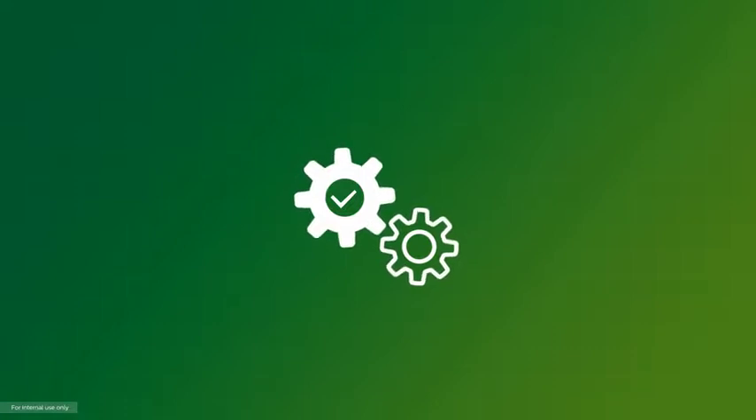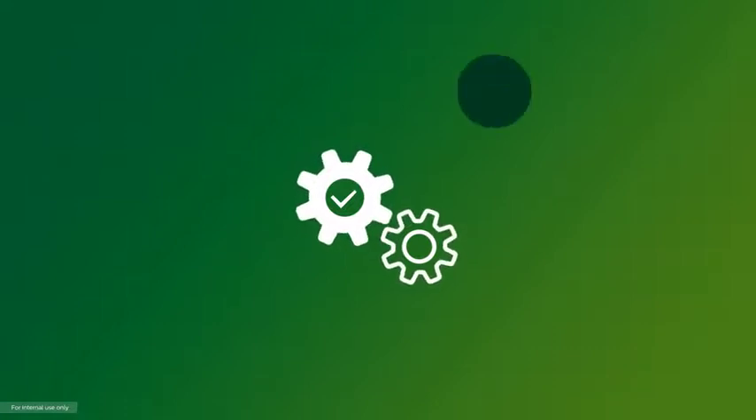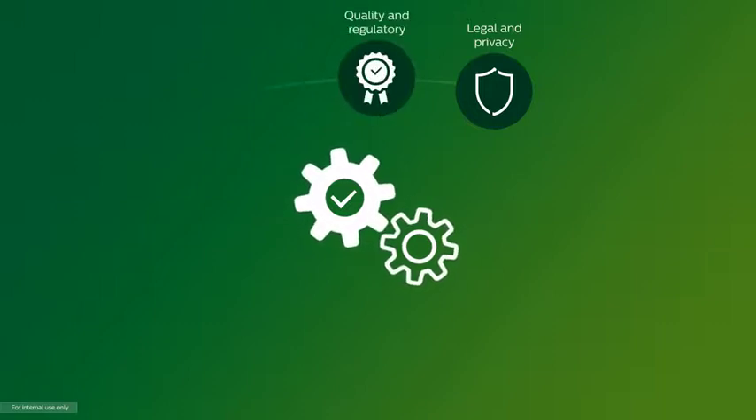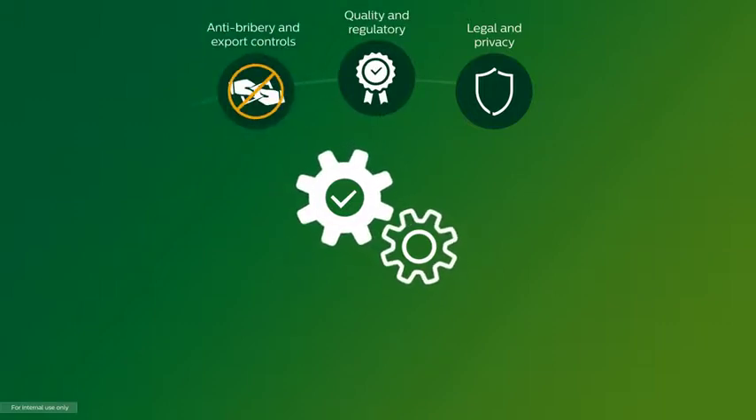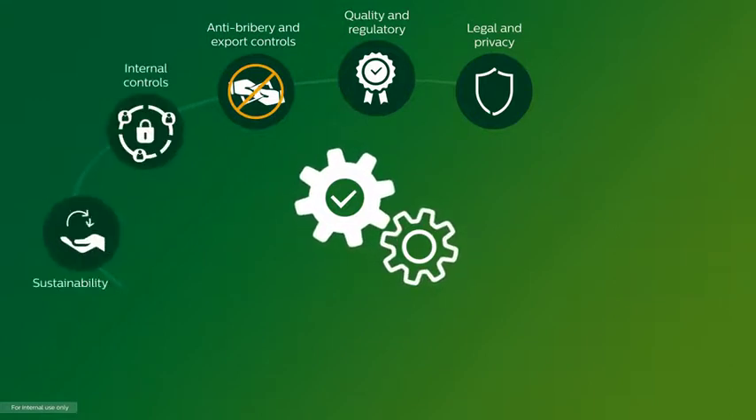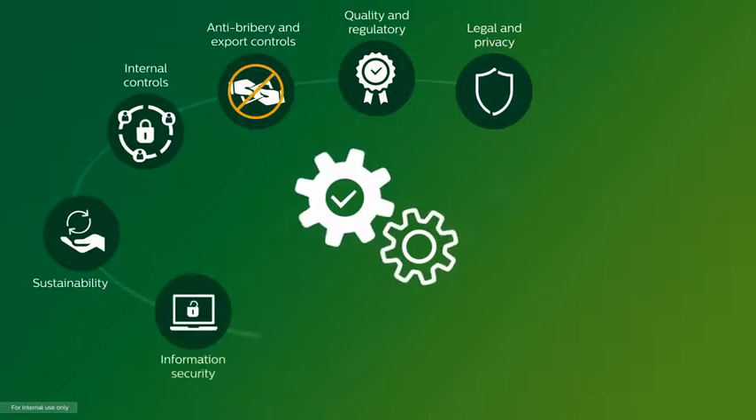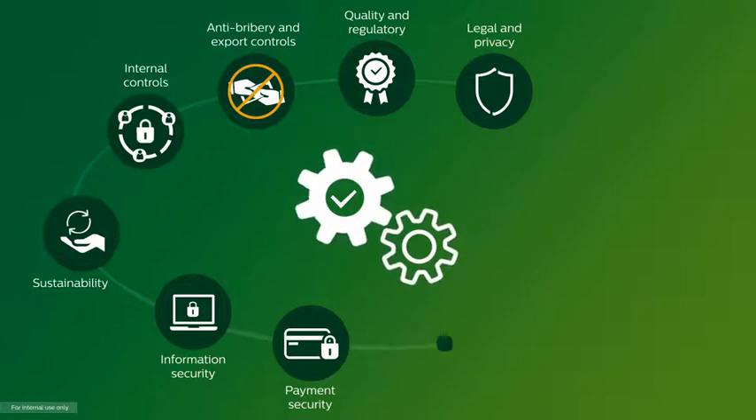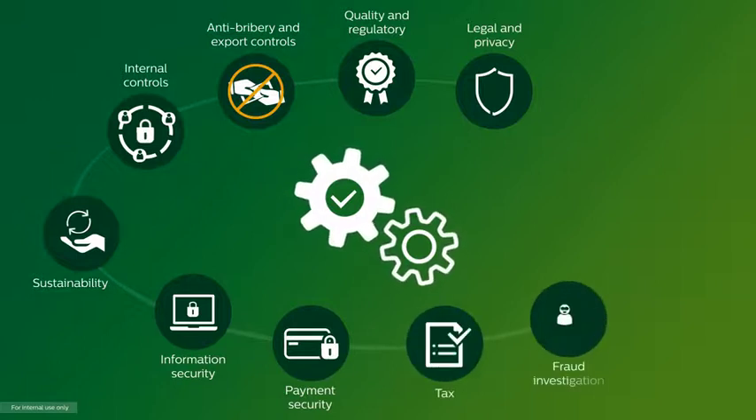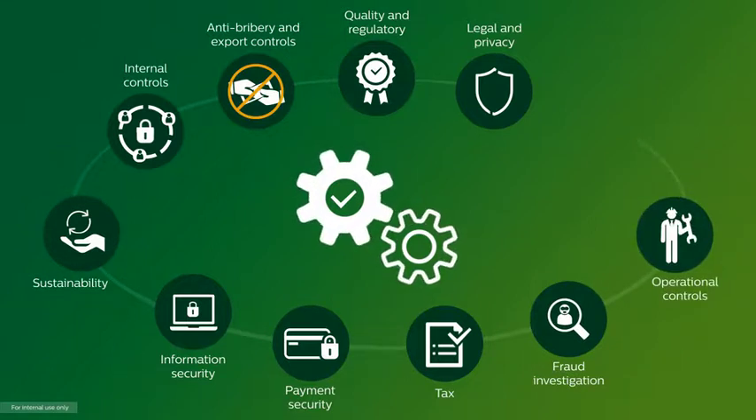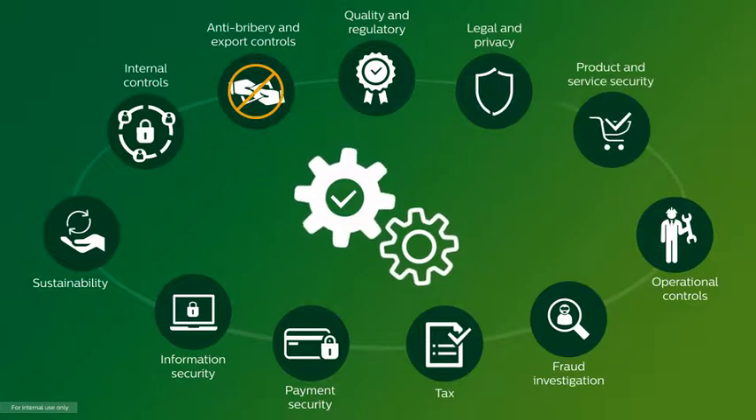At Philips, we identify various compliance domains, which are legal, including privacy, quality and regulatory, anti-bribery and export controls, internal controls, sustainability, information security, payment card industry data security standard, tax, fraud investigations, operational controls, and product and service security.